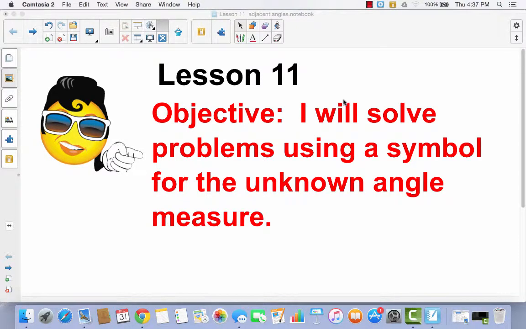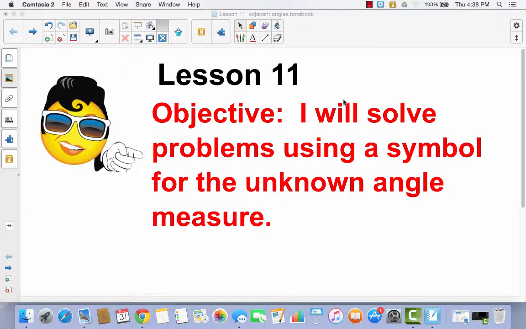Lesson 11, I will solve problems using a symbol for the unknown angle measure. So in Lesson 10, we started learning how we could solve problems without using a protractor if we knew part of two adjacent angles, or two angles that were side by side. Today we're going to continue to expand on that.